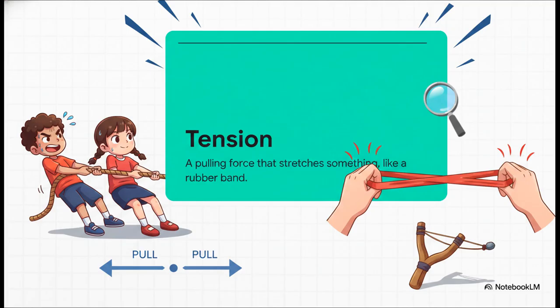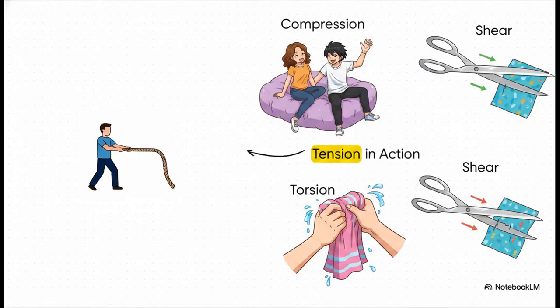Let's start with a really fundamental one, tension. Tension is a pulling force that stretches something. If you were explaining this to a 5-year-old, you'd probably just tell them to think about stretching a rubber band across their fingers, right? Or playing a super intense game of tug-of-war. That pulling, that stretching feeling, that's tension in action. You can literally see tension traveling through a tightrope as it's being pulled.